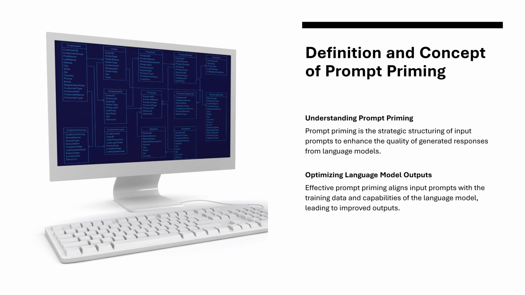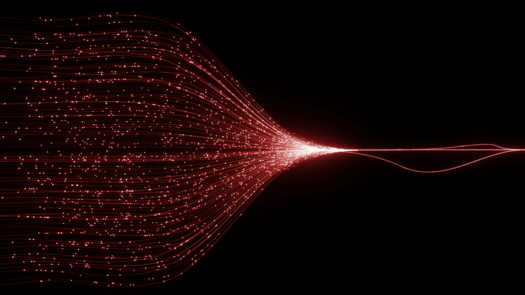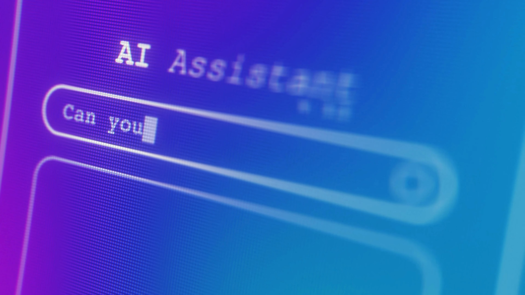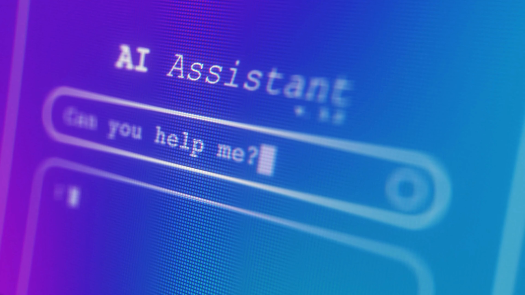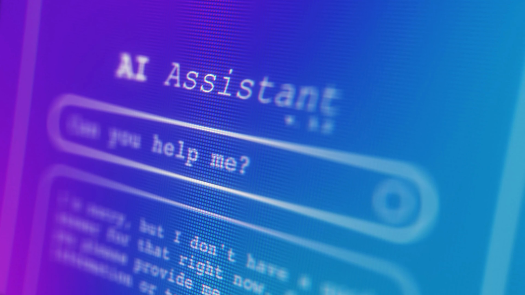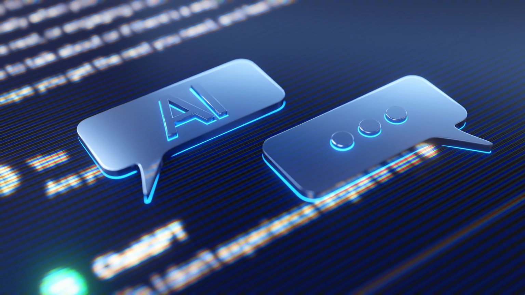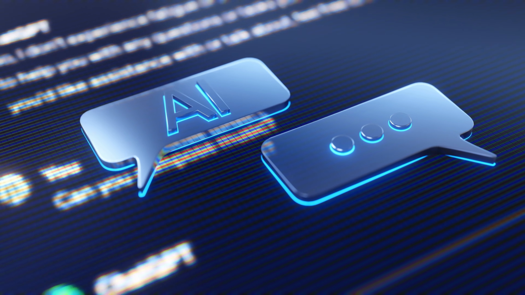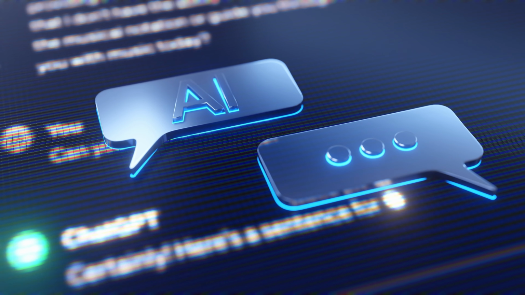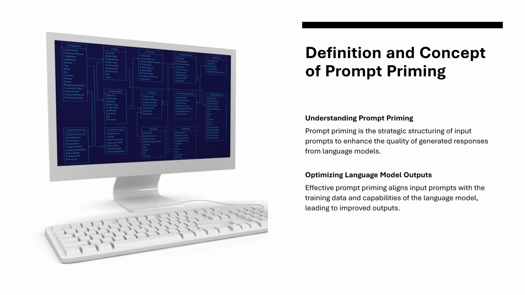So here you need to understand that prompt priming is structuring the prompt in a strategic way wherein you provide the input to get an enhanced result, and the quality of the result is actually better than with non-specific questions. And you can optimize the language model outputs because prompt priming aligns input prompts with the training data and capabilities of the language model, leading to improved outputs.